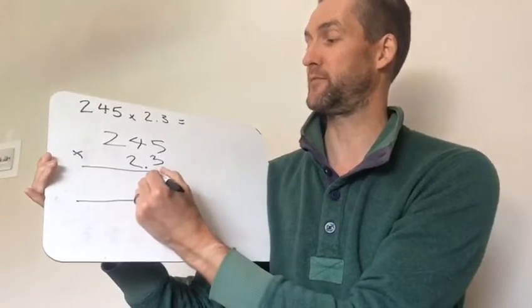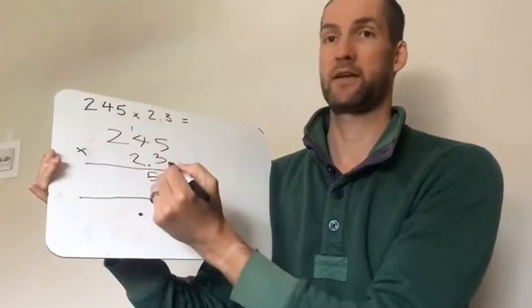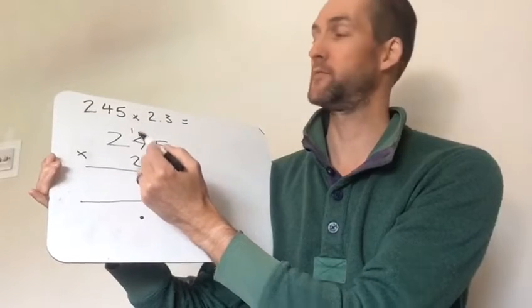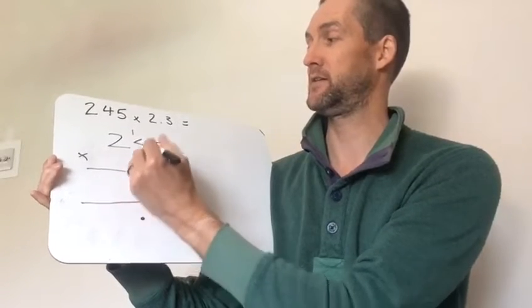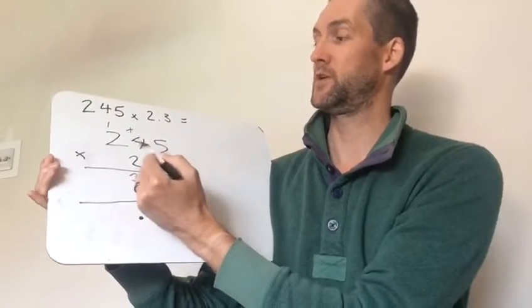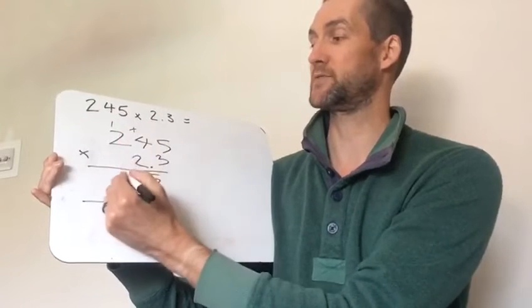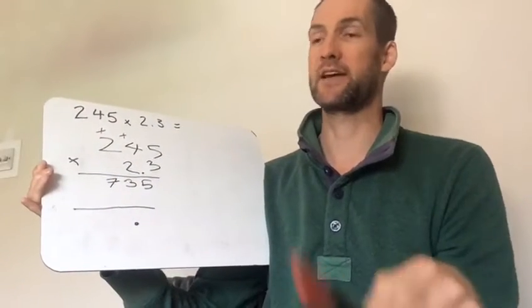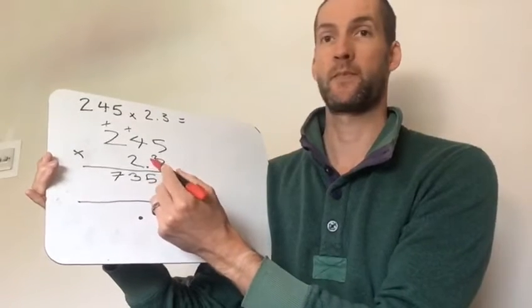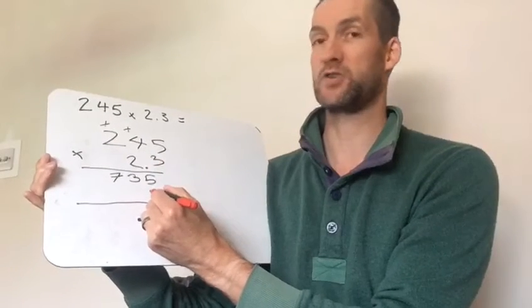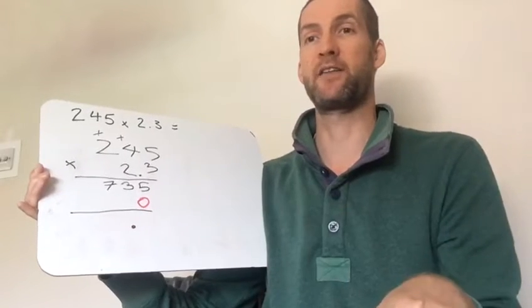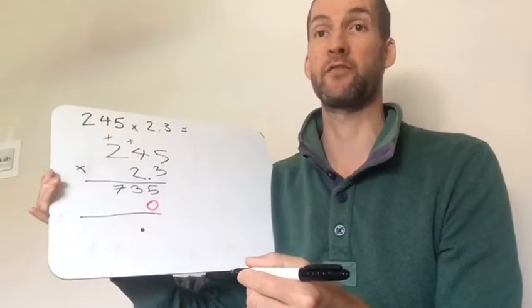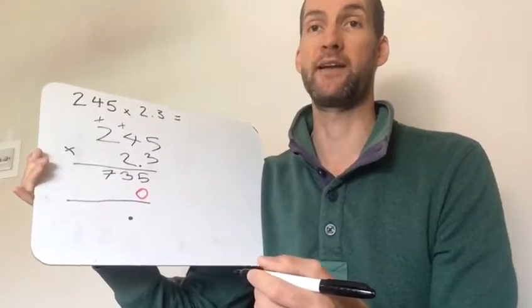3 times 5 is 15, carry over the 1. 4 times 3 is 12, plus a 1 is 13, carry over the 1. 3 times 2 is 6, plus a 1 is 7. Exactly the same, because I'm now multiplying by a larger number, I need to put my place value holder in. And again, if you've noticed, I've used a red pen there just to remind yourself. It doesn't necessarily have to be red, it could be a different colour if you wish to.